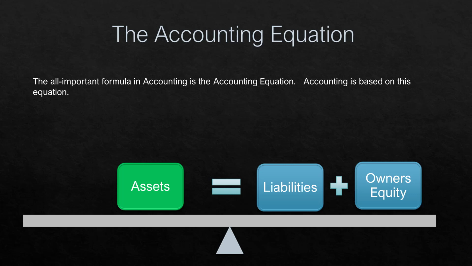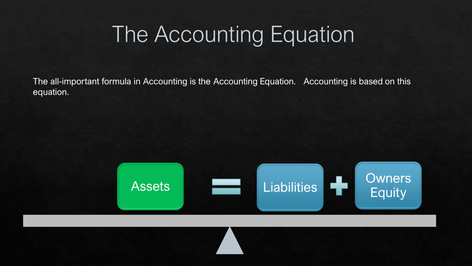The all-important formula in accounting is the accounting equation. Accounting is based on this equation. This accounting equation has been in use since 1494. The assets of a company must always be in equal balance with liabilities and owner's equity. If the assets of a business are $1,000, then the liabilities plus the owner's equity must also total $1,000.